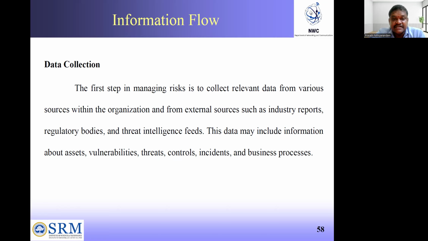The first stage in risk management is the collection of relevant data. Organizations draw information from both internal sources, such as incident reports and security logs, and external sources, like industry reports and regulatory updates. This collected data often covers threats, vulnerabilities, existing controls, and past security incidents. For example, financial institutions routinely monitor transaction data to detect fraudulent activity.